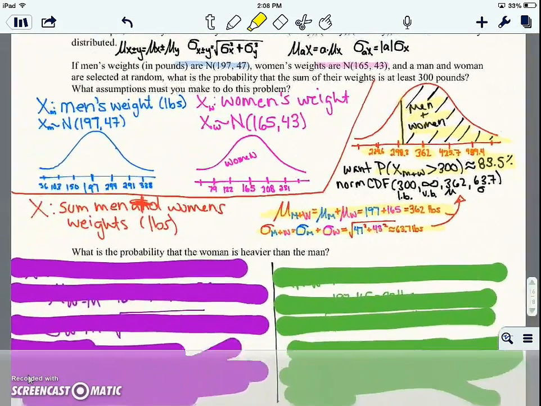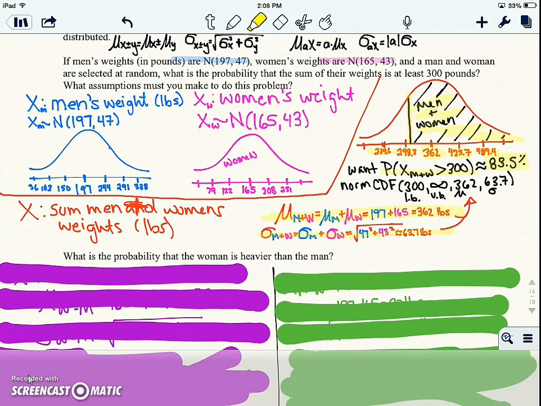Okay, so that's pretty straightforward with the add and subtract. What about the probability that the woman is heavier than the man? So now we're looking at the difference.